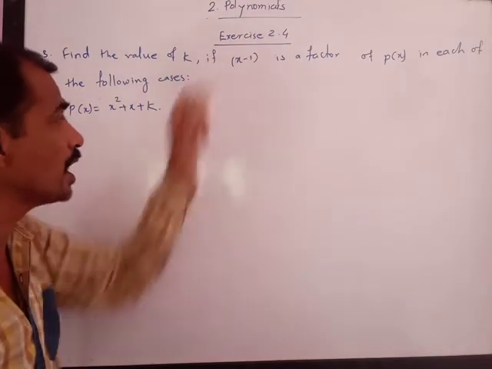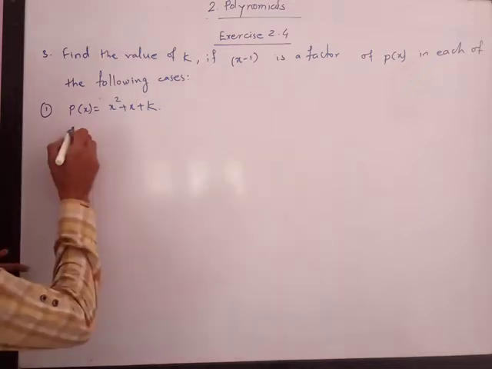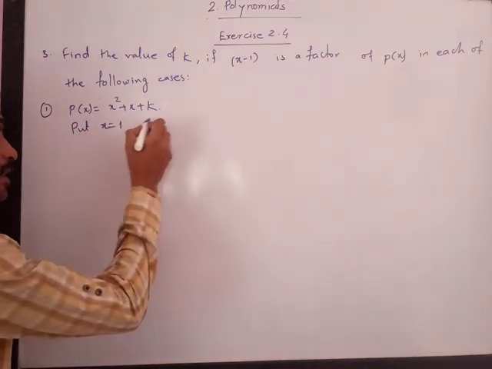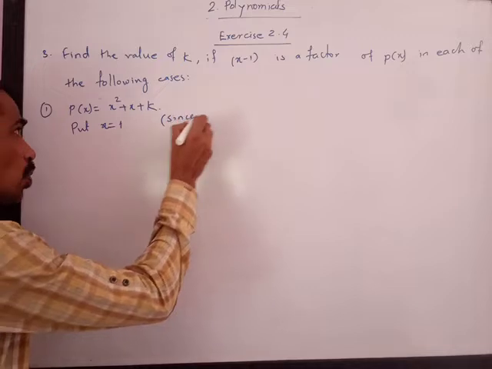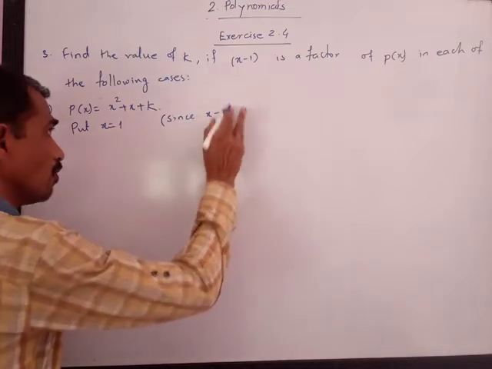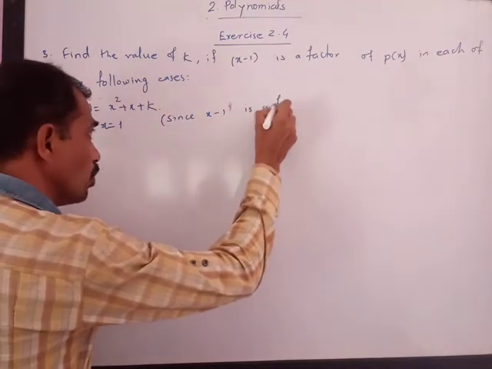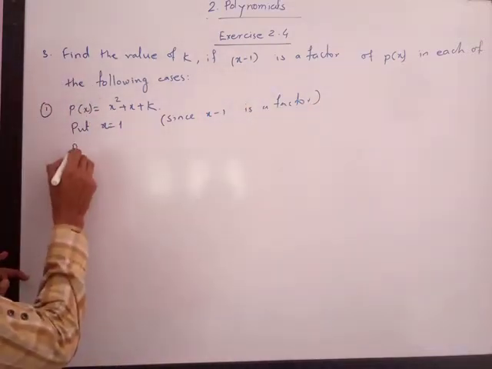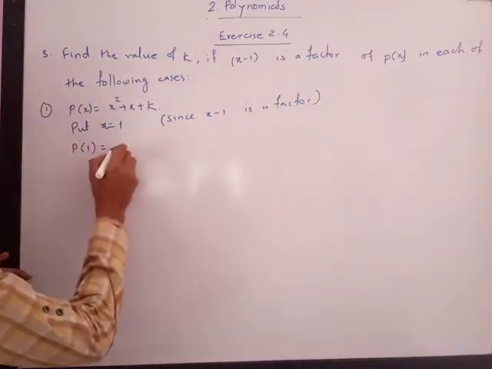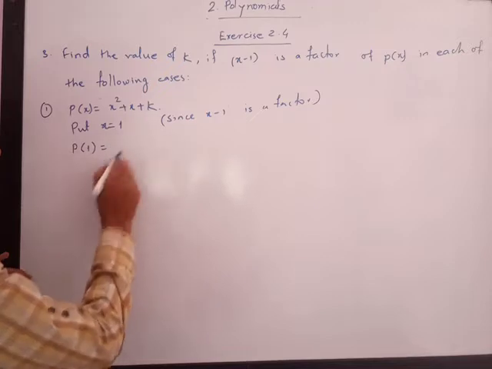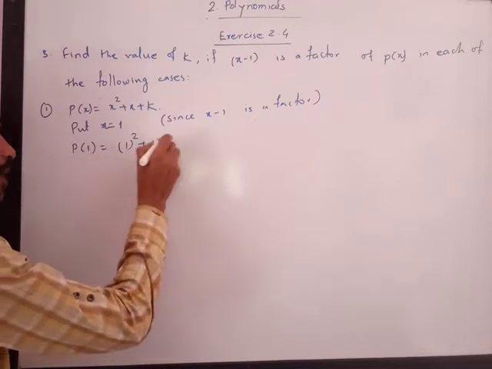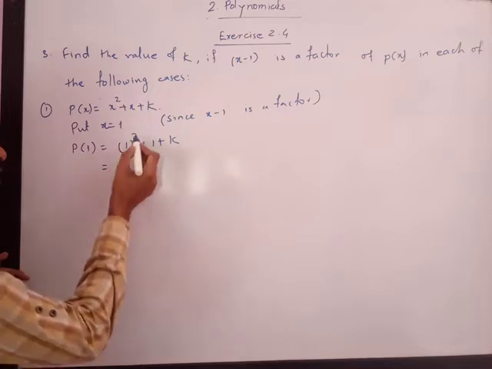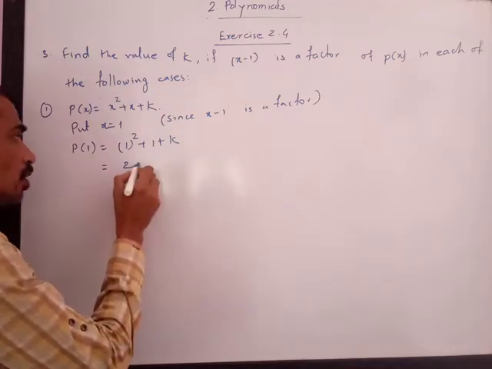We have to change the sign here. So p of 1 is equal to, put x is equal to 1. The reason is, since x minus 1 is a factor, we have to put the opposite value. Please note. So we will get p of 1 is equal to 1 square plus 1 plus k. So this is equal to 1 plus 1. 1 square is 1. 1 plus 1 is 2 plus k.